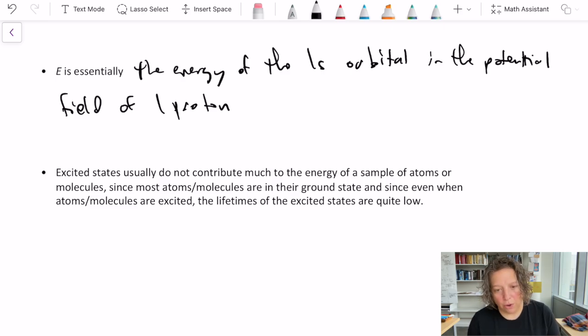We, of course, know that electrons can be excited. However, they do not contribute much to the energy of a sample of atoms or molecules for two reasons. Number one, it takes quite a bit of energy to do that, and under ordinary conditions, most atoms and molecules are in the ground state. And number two, even if you are able to promote an electron, its lifetime in that excited state is small, so it relaxes pretty quickly. So typically, if you're looking at electronic energies of a sample of atoms or molecules, they're pretty much going to be the ground state energies.